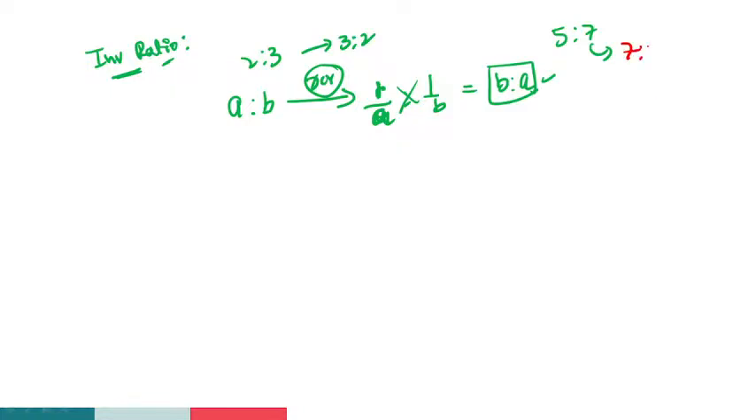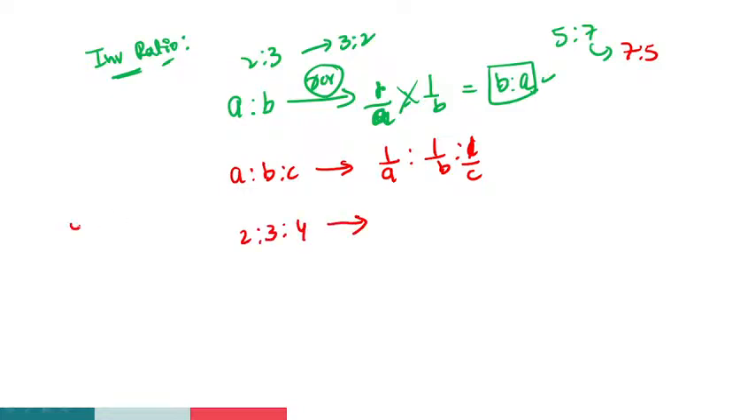Okay, 7:5, guys. Here, what is the inverse ratio? For example, three quantities are given: a is to b is to c. The inverse ratio is 1 by a is to 1 by b is to 1 by c. For example, 2 is to 3 is to 4.